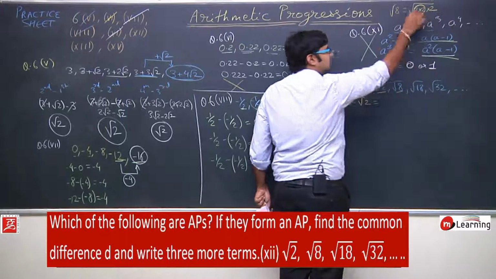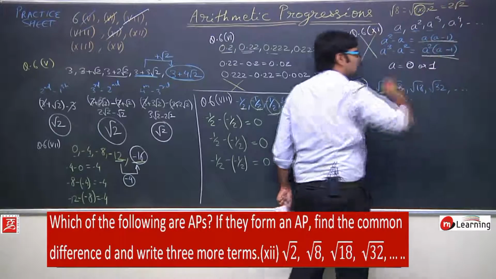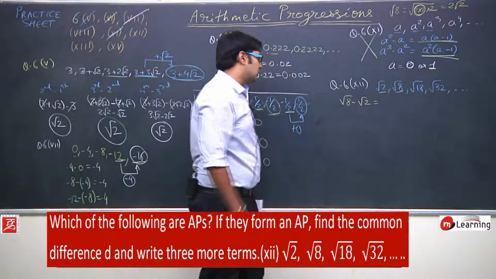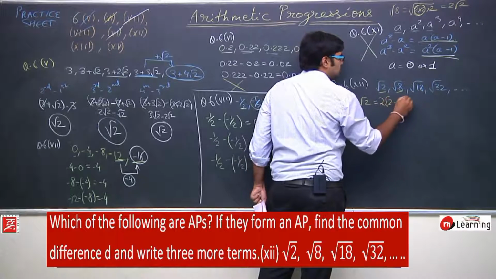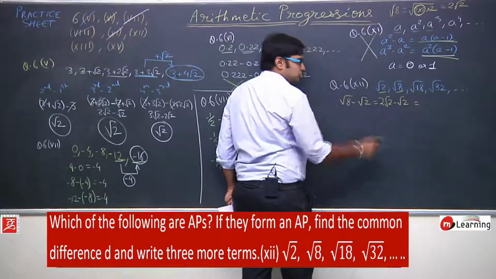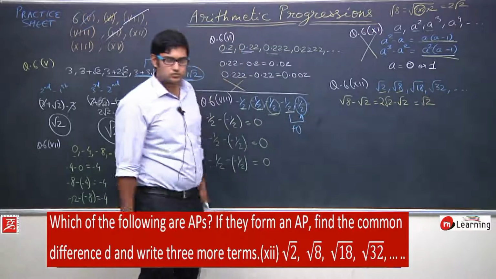So you can take one pair of 2 as common and it will come out of the root, and it will become 2 root 2. So root 8 minus root 2 will be 2 root 2 minus root 2, which is root 2.